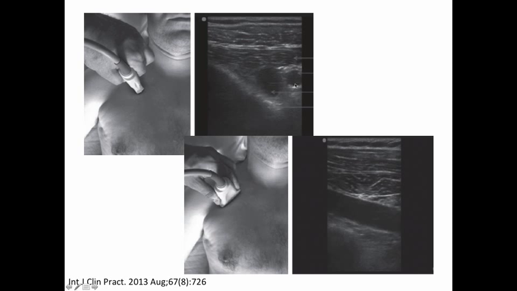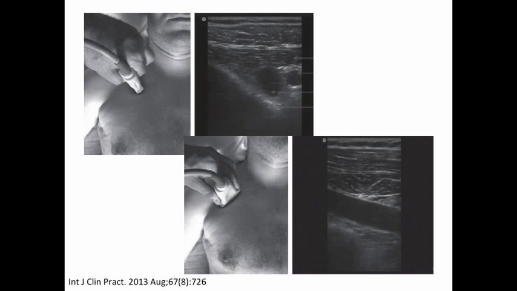So if you actually run your finger along the clavicle along with the probe until you get to the lateral edge, you'll then start to see the vessels there. And typically the vein will run over the artery. You will also be able to compress it once you get out to the axillary vein.